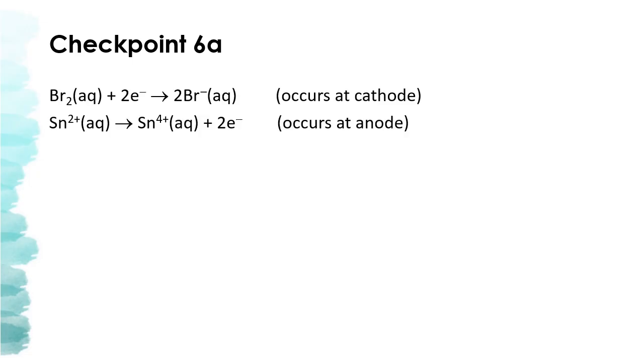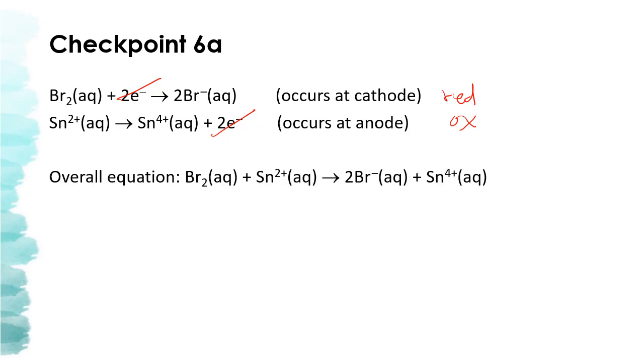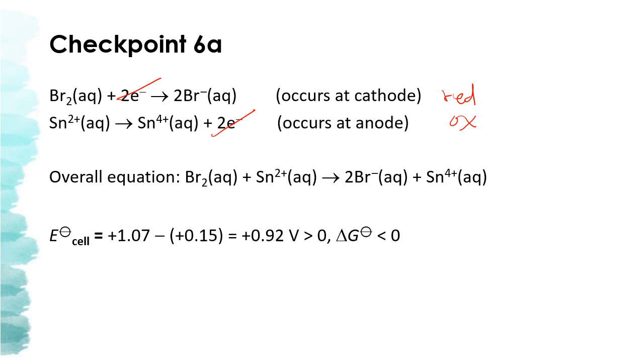After successfully choosing the reduction half equation and oxidation half equation, we can try to combine them. Let me write it down on the slide. This is the reduction and this is the oxidation, and very happily we can cancel out the electrons transferred, and you can get the overall balanced equation for the redox process, and we can calculate the E naught cell. The E naught cell is a positive value, which means the reaction is spontaneous. We will quickly continue with the question in checkpoint 6b.